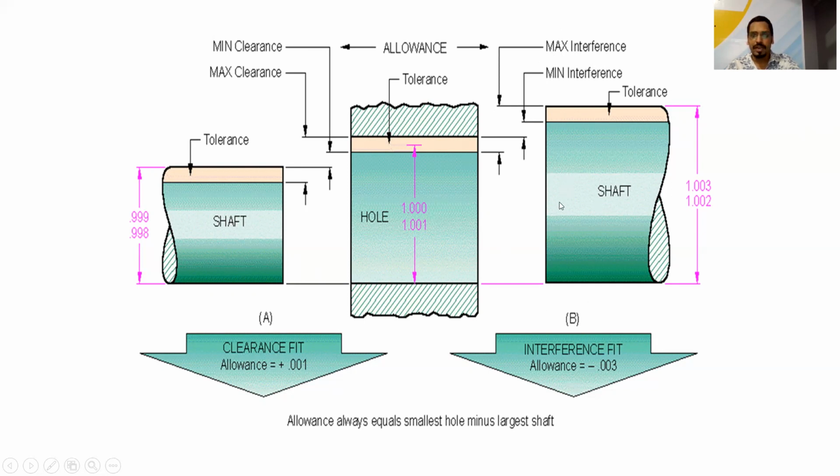And what is the allowance in this case? The lower value of the hole, that is the lower limit of the hole minus the upper limit of the shaft, and it will be minus 0.003. This negative sign indicates that it is interference fit. Okay, I think this is clear to you, the difference between clearance fit and the interference fit.